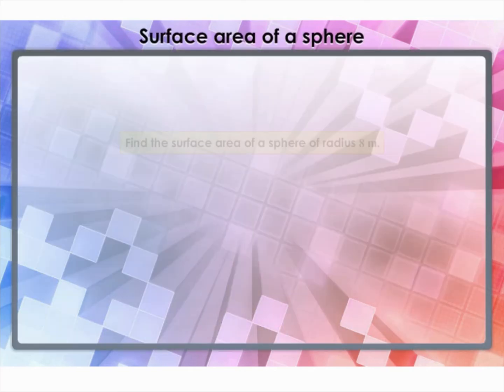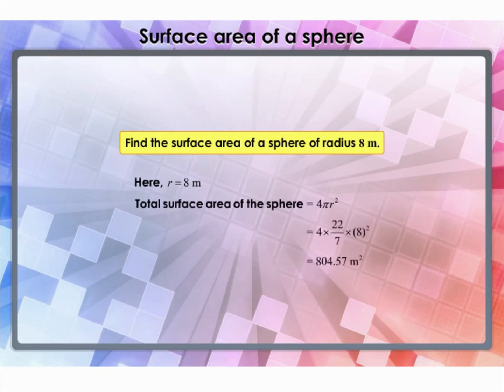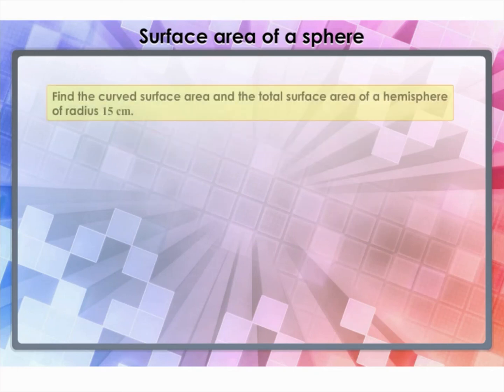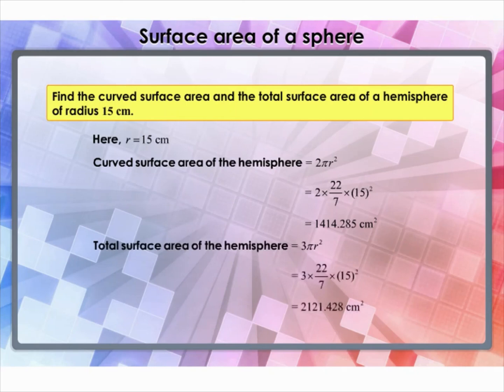Consider this example. Find the surface area of a sphere of radius 8 meters. Given r is equal to 8 meters. Now the total surface area is 4 pi r square, which gives 804.57 square meters. Now let's see an example to find the curved surface area and the total surface area of a hemisphere. Here r is given as 15 centimeters. So the curved surface area is 2 pi r squared, which gives us 1414.285 square centimeters. The total surface area of the hemisphere is 3 pi r square, which is equal to 2121.428 square centimeters.